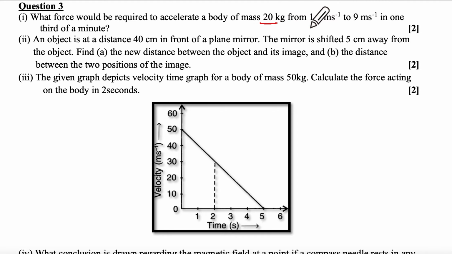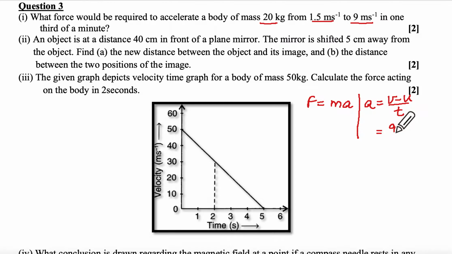Accelerate the body of 20 kg mass from here to here in 1/3 of a minute. What force? Now remember, your thinking step is F is equal to m into a. But you will have to find a. What is a? a = (v minus u) upon t, or you can say v is equal to u plus at.